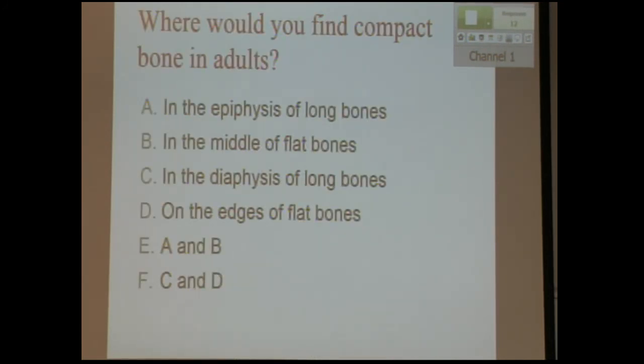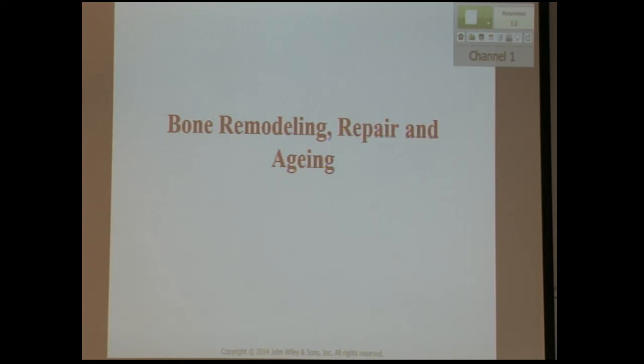All right, so if you remember, we talked about basically the 2 ways you make bone, the types of bones, and the types of bone tissue. And so what we had left to talk about was bone remodeling, fracture repair, and aging a little bit.